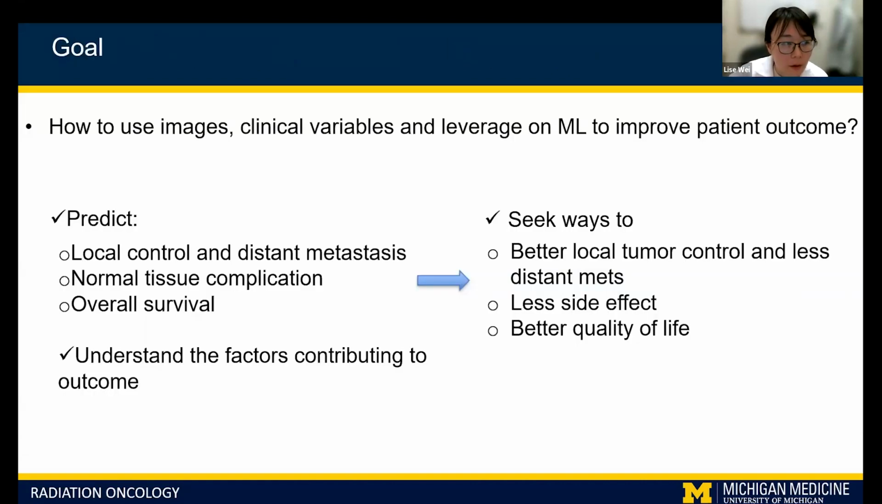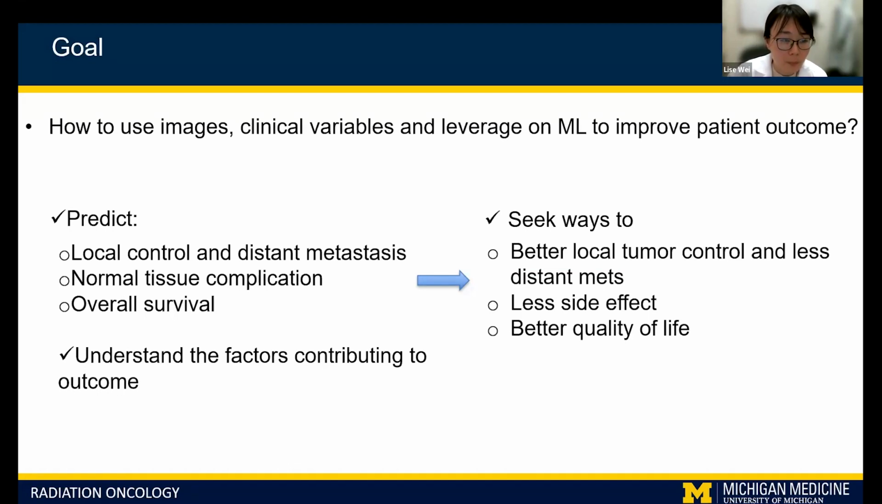So the goal of these studies is to focus on how we can use these images, combined with other types of clinical biomarkers, and leverage state-of-the-art machine learning to help improve patient outcome. So we want to predict local tumor control and distant metastasis. We also want to know the probability of normal tissue complication. And of course, one important thing is what the overall survival will be with this type of treatment.